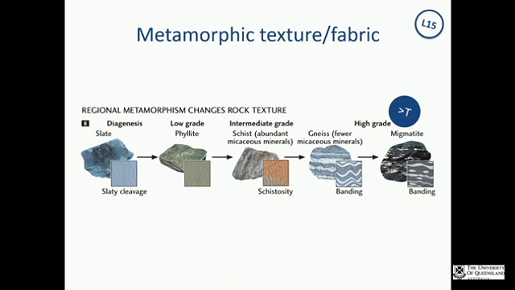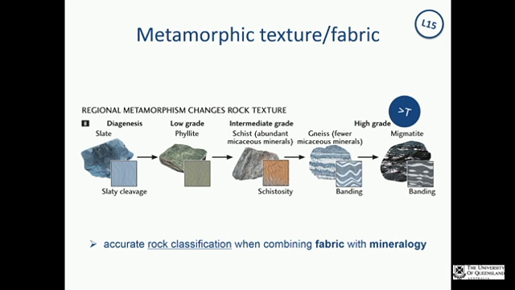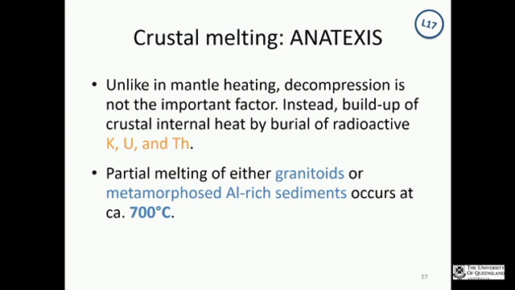And this is why, to name a metapelite, we use a combination of texture and mineralogy, because both are very indicative of the metamorphic grade we attained in this particular rock. And we ended up looking at migmatites last week and in the practical on Monday, where what we get is anatexis, or melting of the crust. This is enabled because we have accumulation of radioactive elements such as potassium, uranium, and thorium, which release heat as they decompose radioactively, and that heat helps us melt the crust.